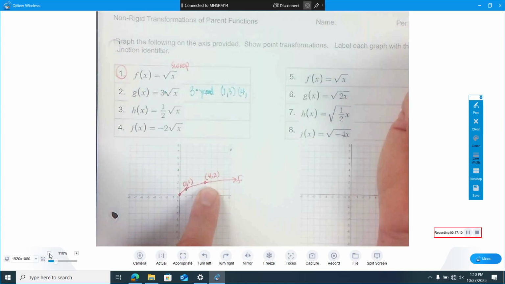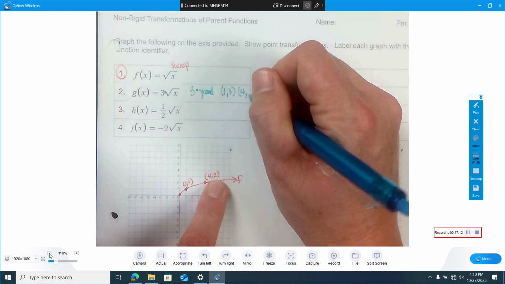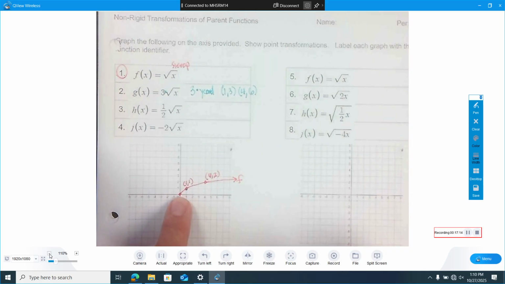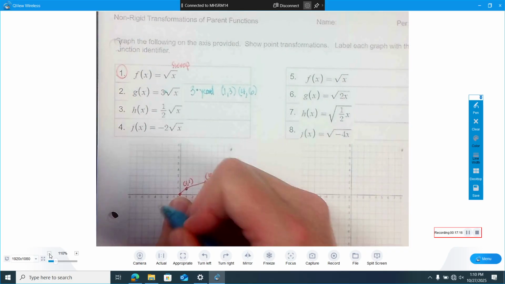The x stays the same. And what does 4, 6? Very good. What happens with 0, 0? It stays 0, 0. Okay.